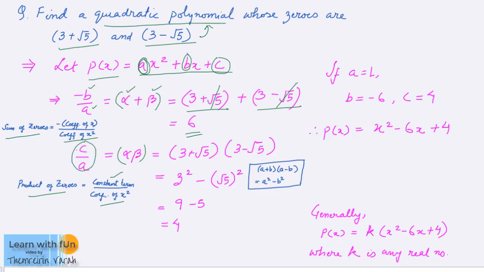So c by a equals alpha into beta, which is 3 plus root 5 into 3 minus root 5. This is of the form a plus b into a minus b, which is the formula a square minus b square. So 3 square minus root 5 square. 3 square is 9, root 5 square is 5. So 9 minus 5 which gives you 4.